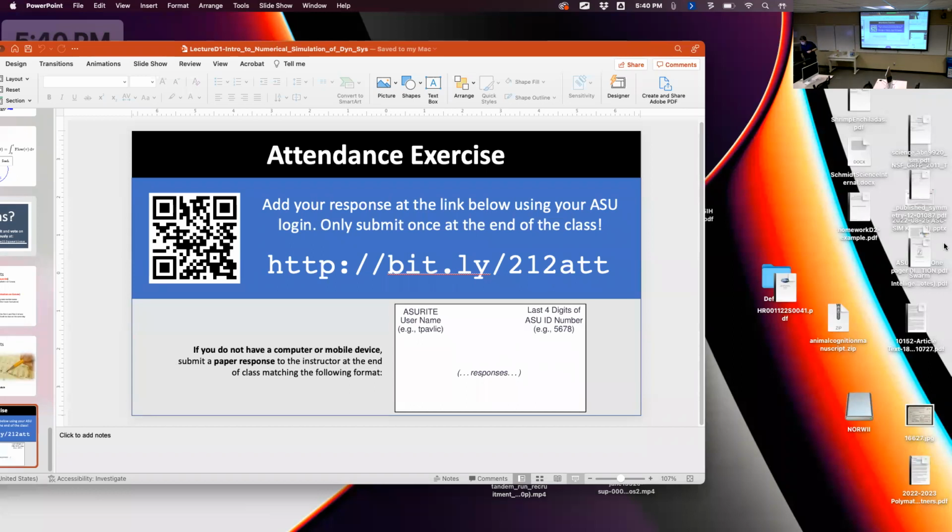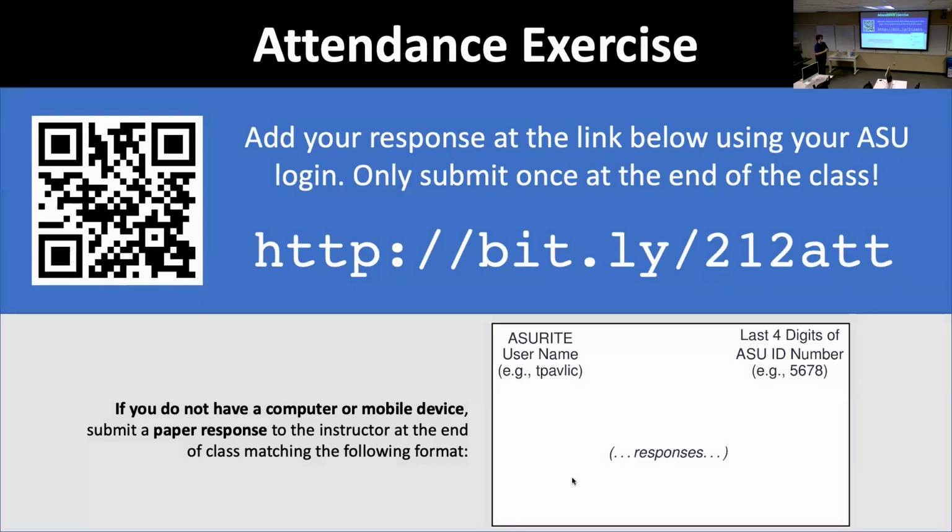All right, so for your attendance exercise today, the question is: what term, and I'll give an example, stock, flow, or converter, do we associate with the rate of change of a state variable in these models? So what term do we associate with the rate of change of a state variable? Is it a stock, a flow, or a converter? And otherwise, that's all I've got.